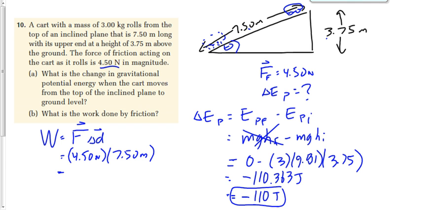4.5 times 7.5 is 33.75 joules here. We're going to round that to 3 digits, 33.8 joules. How many people got that? 33.8 joules.